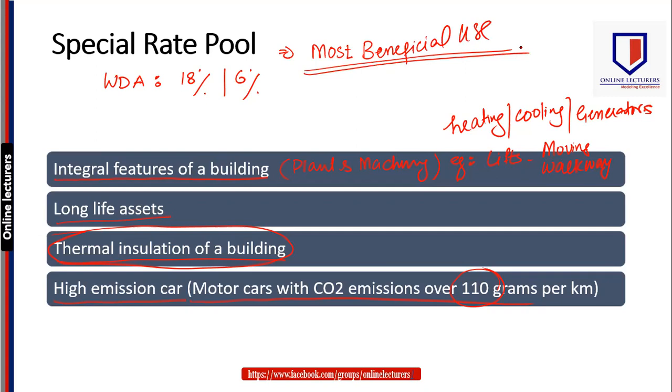And if we consider the most beneficial use, then always apply AIA in the order of first against the special pool, and then on the main pool. Why are we doing this? Because the WDA is only 6% in case of a special rate pool. So it is better to use AIA against a special pool and WDA against the main pool in order to maximize the written down allowance, in order to maximize the overall capital allowance figure.